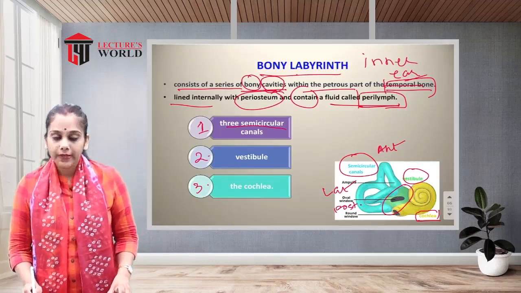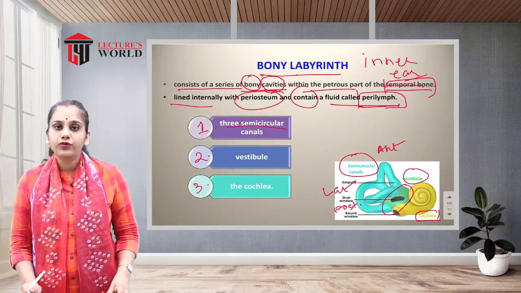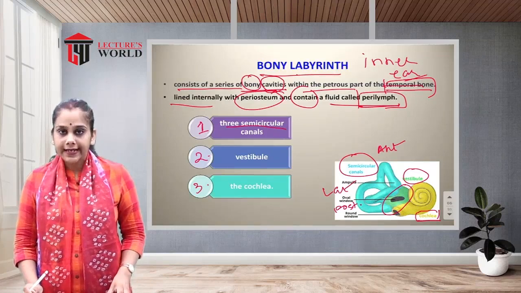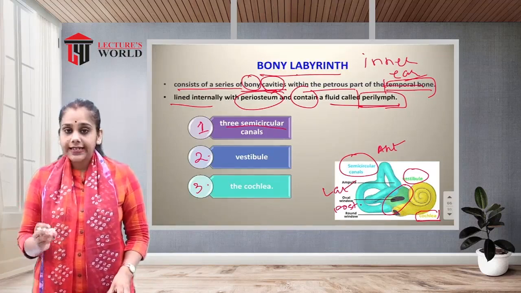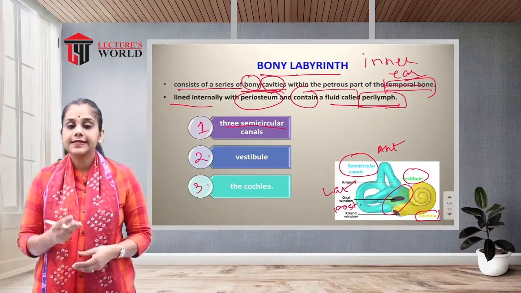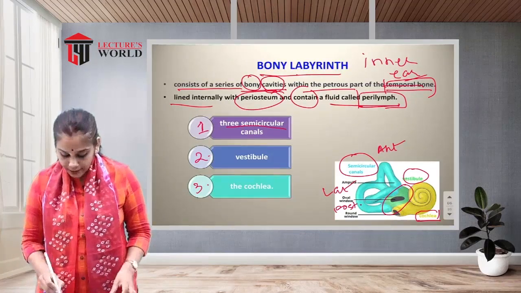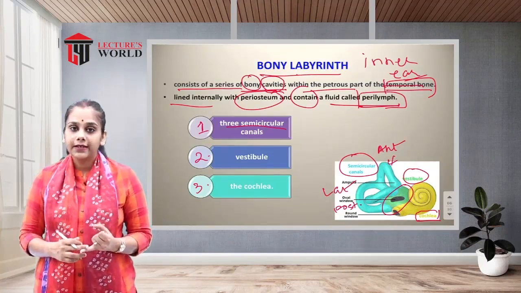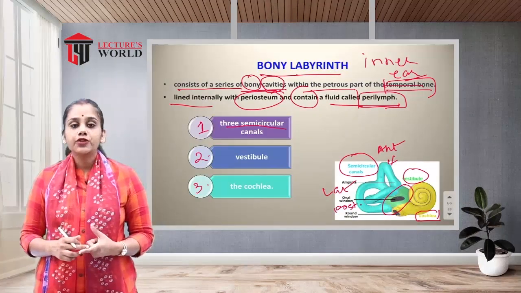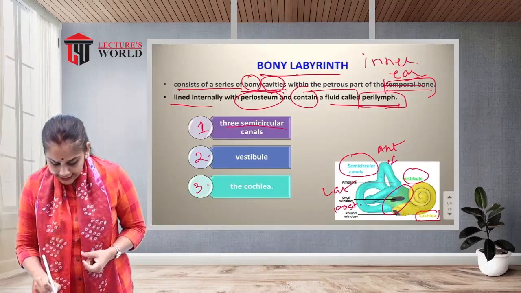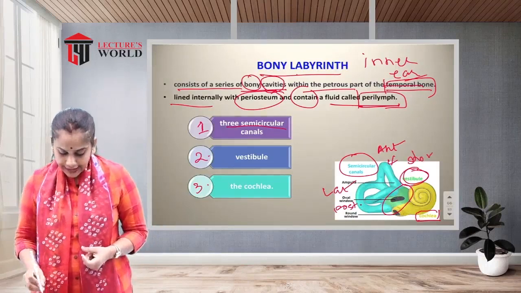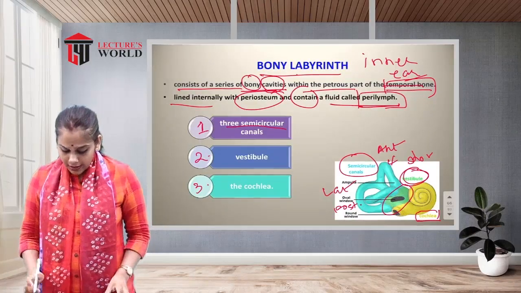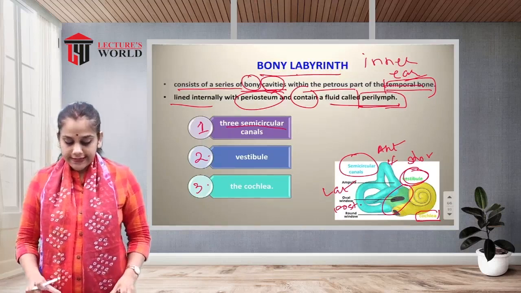So these three portions of the inner ear are very useful for the hearing process as well as the maintenance of balance, gait and coordination. Three semicircular canals in the blue color: anterior, posterior and lateral. The middle portion is known as the vestibule, shown in green color, and the third portion, the yellow portion, is known as the cochlea. So let us see in detail.